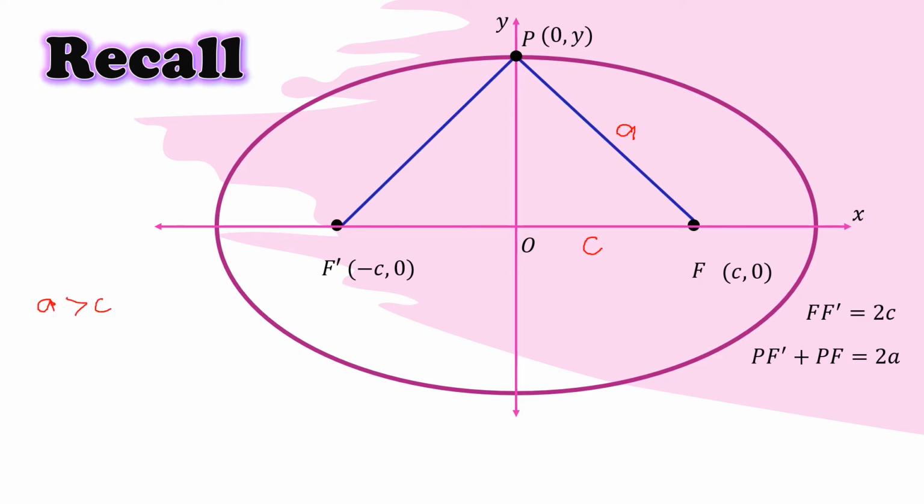The distance from the origin to the point (0, y) completes a right triangle. Remember, in the derivation of the equation of the ellipse, we set another variable as b. Now, the relationship between a, b, and c is therefore given by the Pythagorean theorem. Hence, b squared is equal to a squared minus c squared.